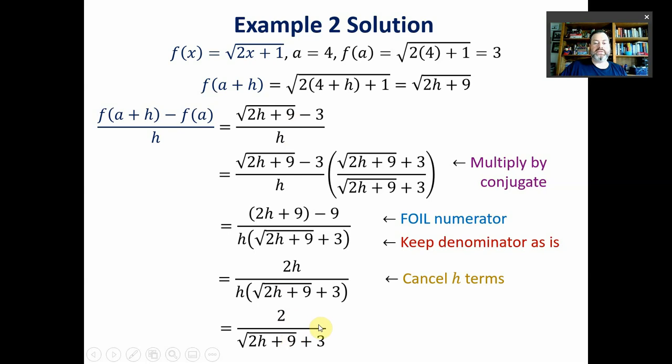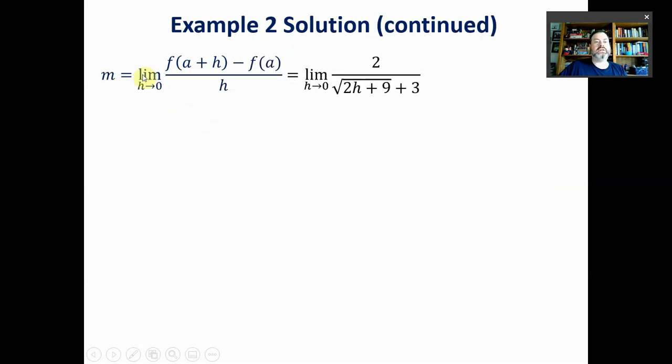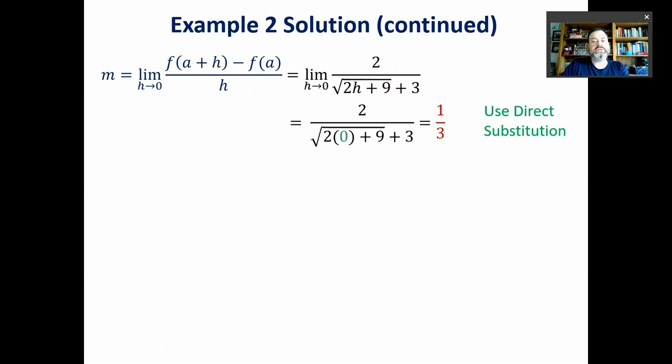Now we can evaluate the limit. Okay, so the limit here, we're just going to replace this expression, the way it was originally computed, with the equivalent expression. And now we can plug in h equals 0. So we can use direct substitution now. And we get 1/3, which works out really nice.